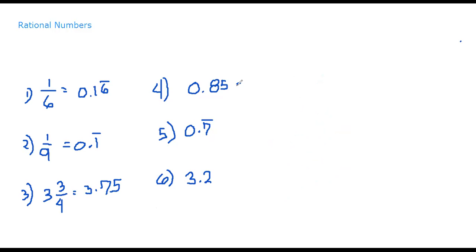Number 3 pala. Number 4, we have 0.85. So, ito naman, from decimal into fraction. We're going to make it into fraction. Now, in number 4, we have 85. So, lagay lang natin 85. 85 over ano siya? What will be our denominator?